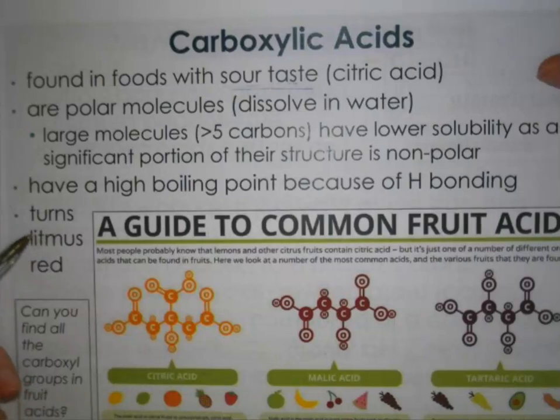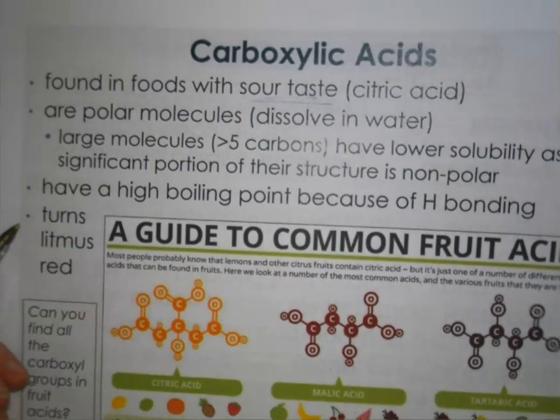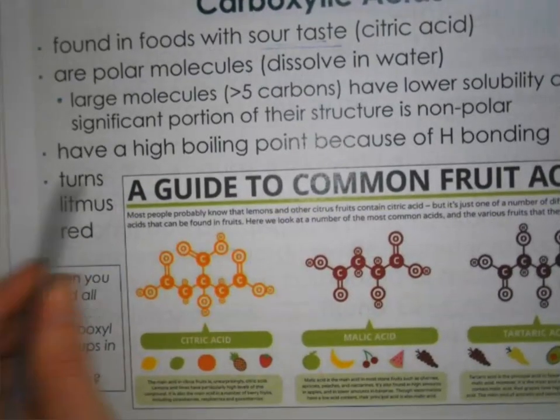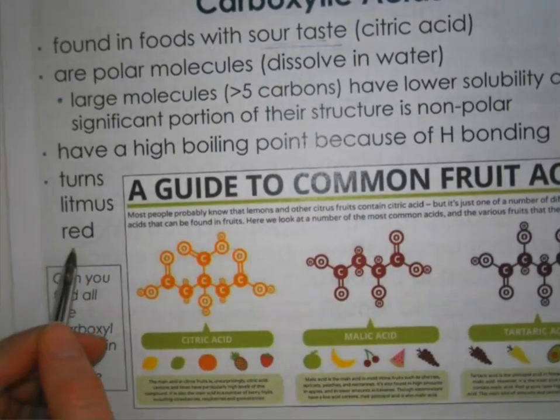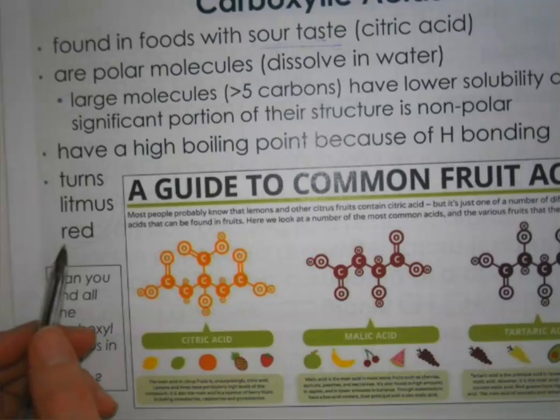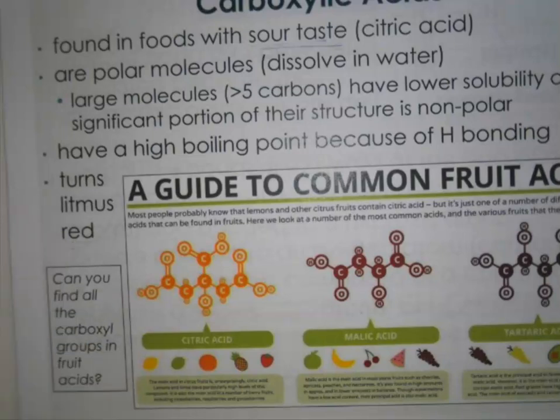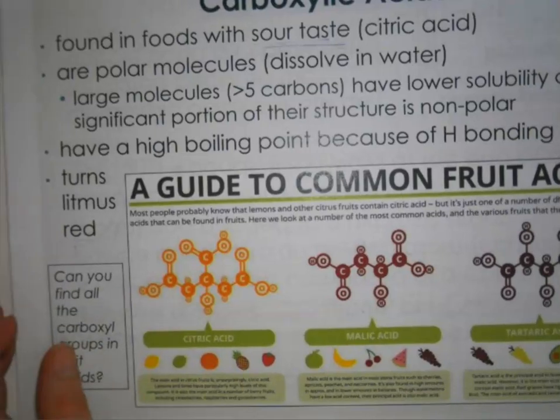Another one you could do is, because they're acids, they're going to have a low pH, and so they're going to turn litmus red. So you could always do a pH test. On a test, you could either say they'll have a low pH, or you could say try a litmus test, and they should turn litmus red.